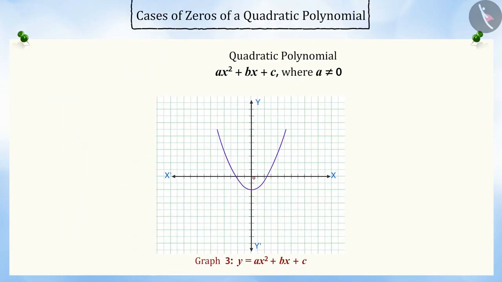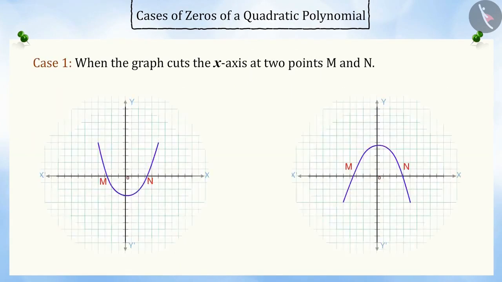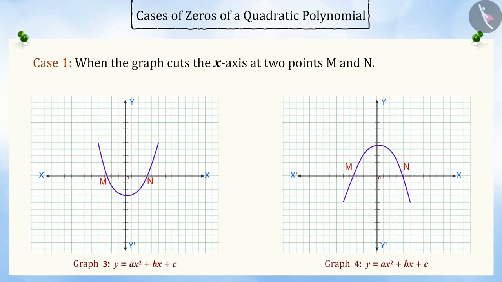Now, if we observe the graph of ax square plus bx plus c, there are three cases, which are as follows. Case 1. When the graph cuts the x-axis at 2 points m and n. In this case, the x-coordinates of points m and n are the two zeros of the quadratic polynomial ax square plus bx plus c.